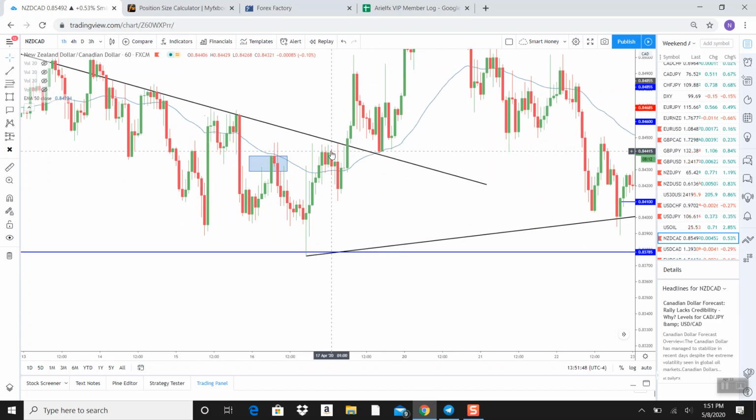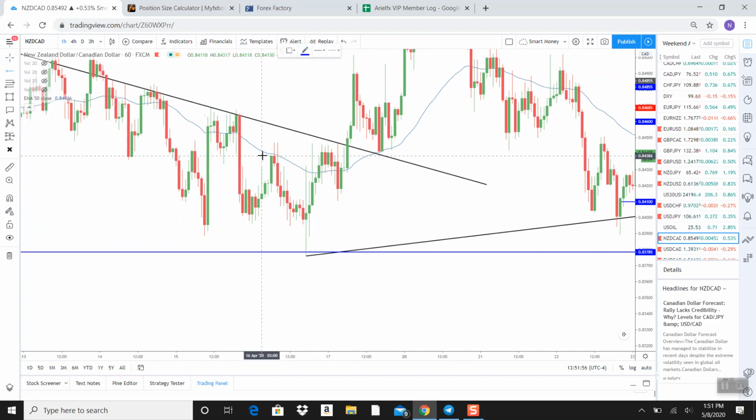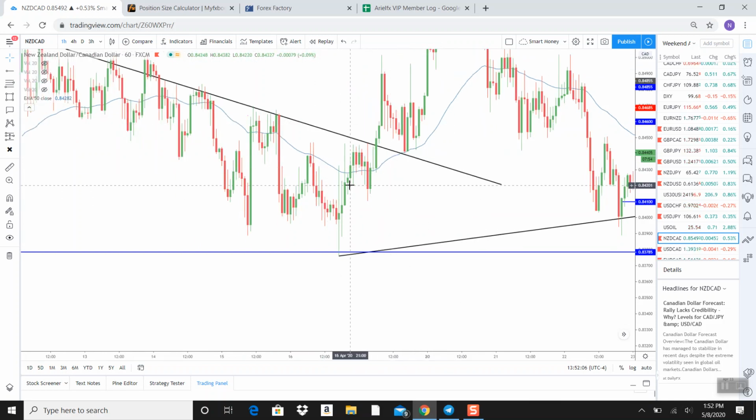Perfect. We broke it with this. We closed above the closure of this. And I'll just mark it off with a little horizontal ray here. We have to close above the closure of these bodies, which we did. We closed above them. We are now breaking structure. Now we can look to pull back to go long. Right? It's just following the same process over and over and over again.